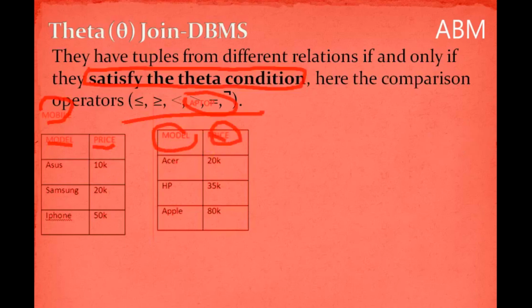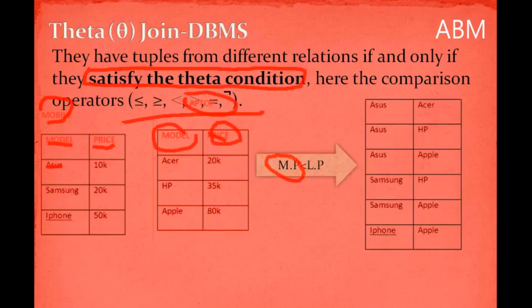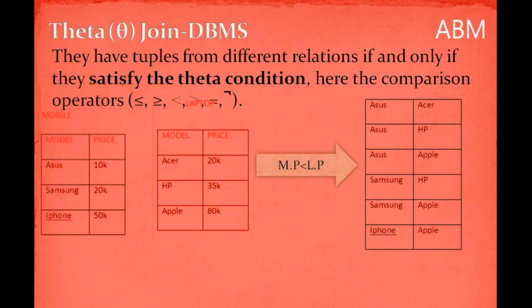Okay, and now we are going to apply the conditions that we should show all the data from tables A and B, from the tables mobile and laptop, where mobile prices are lower than the laptop prices. As you can see, the first one's price is lower than the other. After showing the result of the theta join, all these results are populated from both tables where the prices of the mobile are lower than the laptop prices.